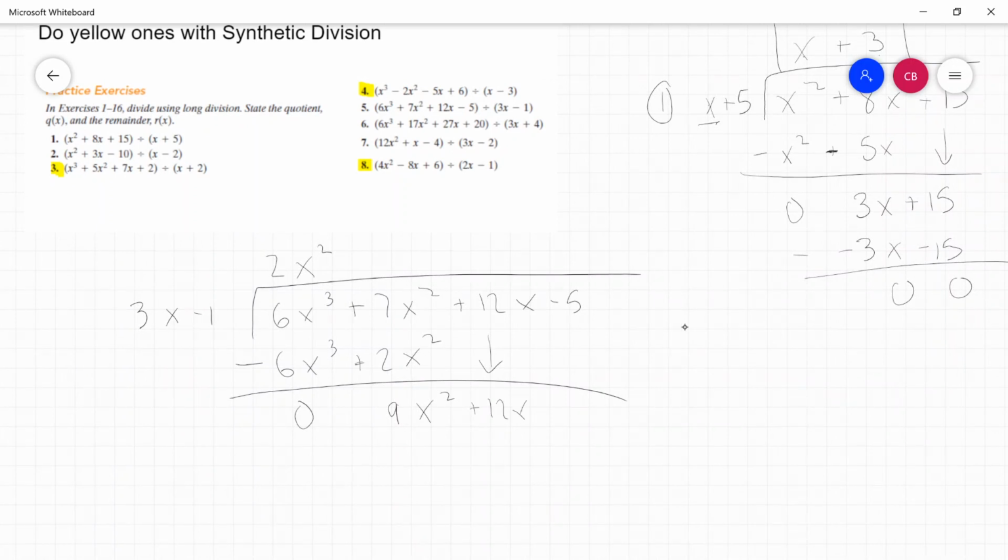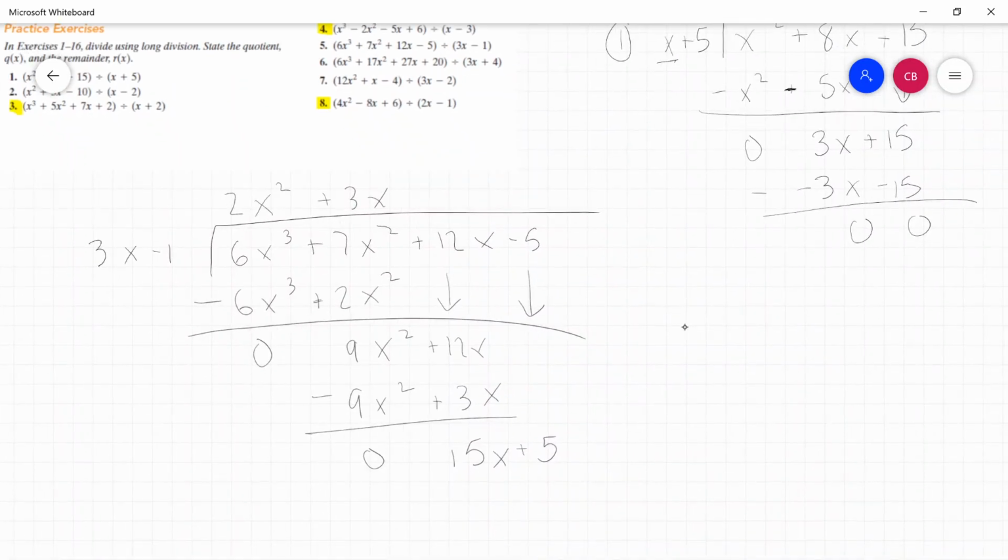3x goes into 9x squared. 3x times 3x is 9x squared. 3x times negative 1 is negative 3x. Okay, so then this is going to be minus plus again. So this is 15x, and then we drop down the 5. And that's 0 again. Okay, 3x goes into 15x plus 5x. I'm sorry, plus 5.